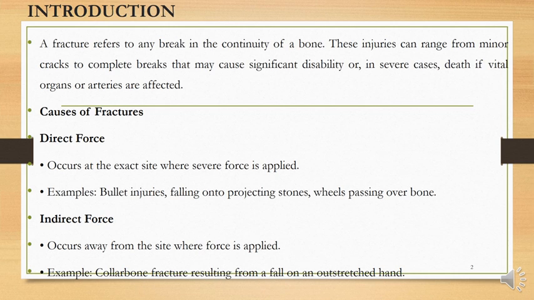So, causes of fracture: we have the direct cause or the indirect cause. Direct force occurs at the exact site where severe force is applied. Examples are bullet injuries, falling onto projectile stones, wheels passing over bone. While indirect force occurs away from the site where force is applied. An example is a collarbone fracture resulting from a fall on an outstretched hand.